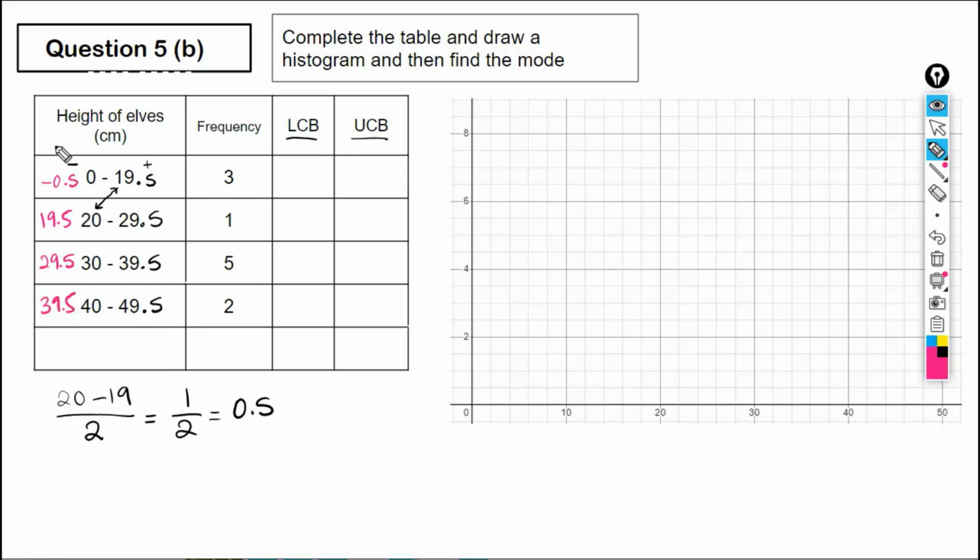You see the ones where we did the minusing, you call that your lower class boundary. The ones where we added, that's called your upper class boundary. So your lower class boundaries are negative 0.5, 19.5, in other words, all the pink values. And the upper class boundaries will be the 19.5, 29.5, in other words, the black values.